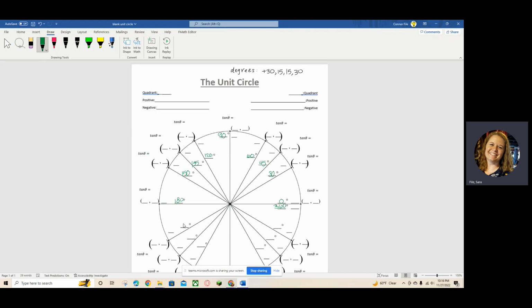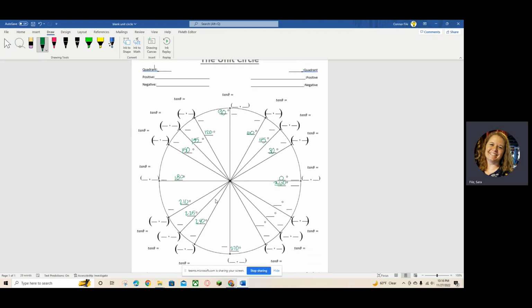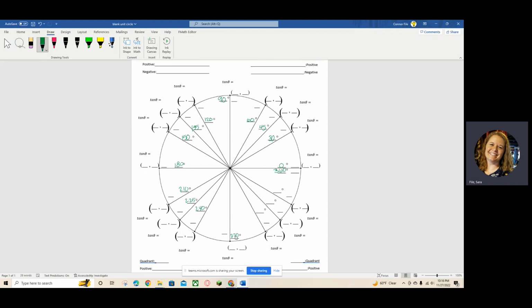So 180 plus 30 is 210, plus 15, plus 15, plus 30 gets me to the 270. And I do it again, plus 30, plus 15, plus 15, plus 30 gets me to the 360.